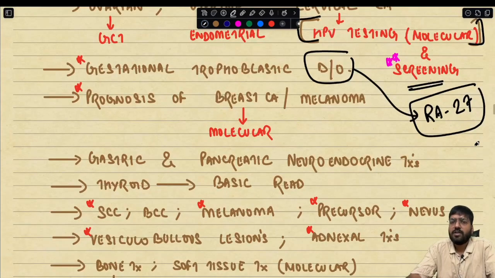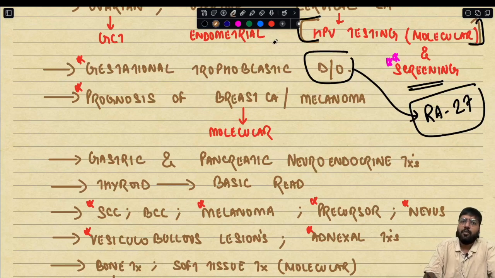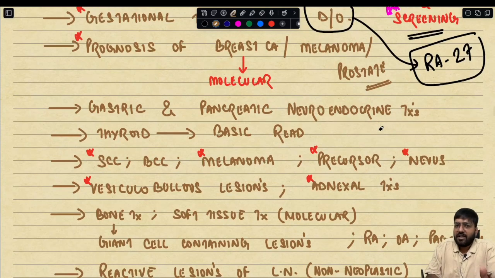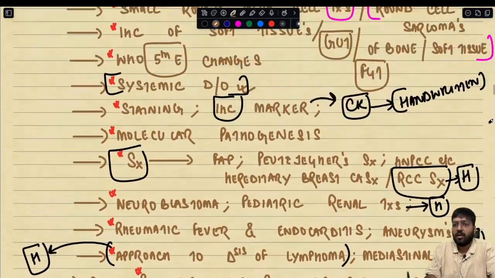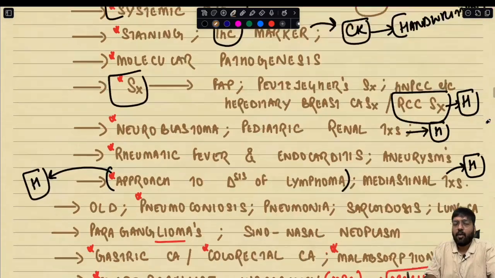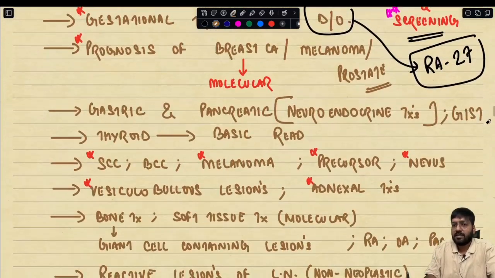Then prognosis of certain carcinomas like breast carcinoma, melanoma, or even prognosis of prostate carcinoma might be asked in the exam. Then gastric and pancreatic neuroendocrine tumors, NETs, are very, very important. Along with that, what is very important is GIST, gastrointestinal stromal tumor. I think I have missed GIST over here. GIST is not here, but GIST again is a very important question which is asked in the exam.